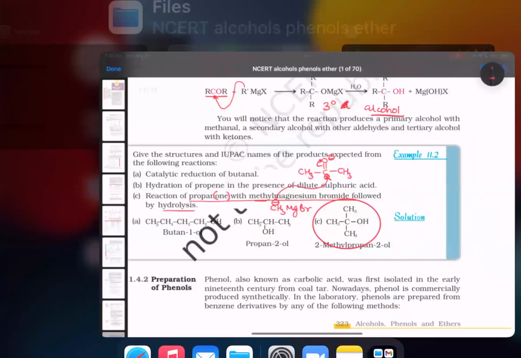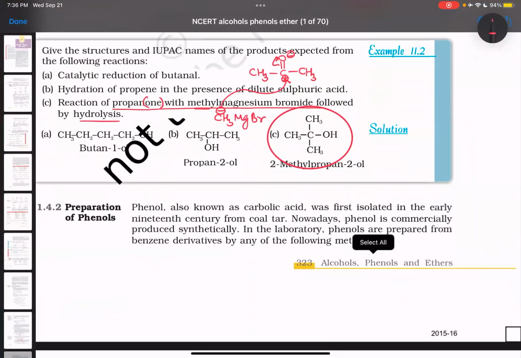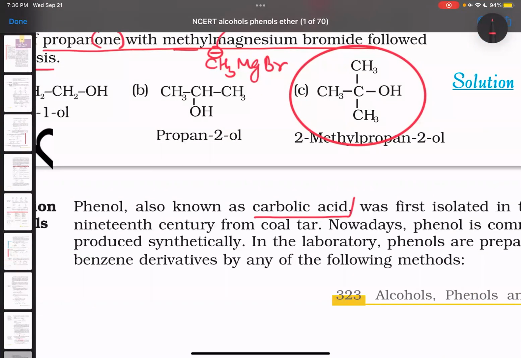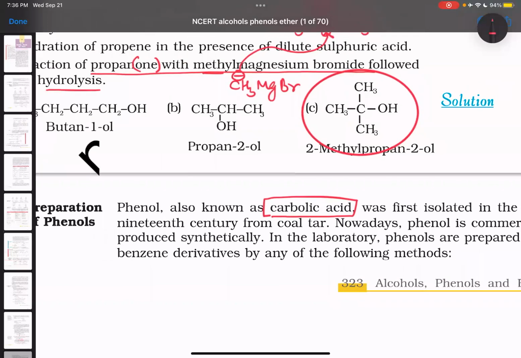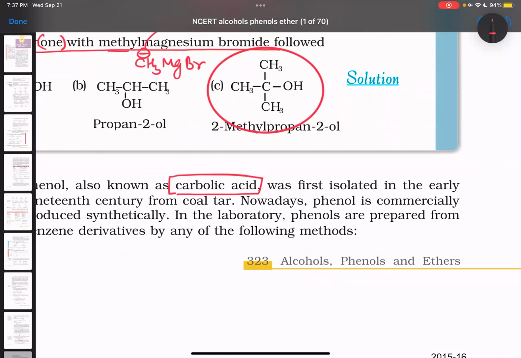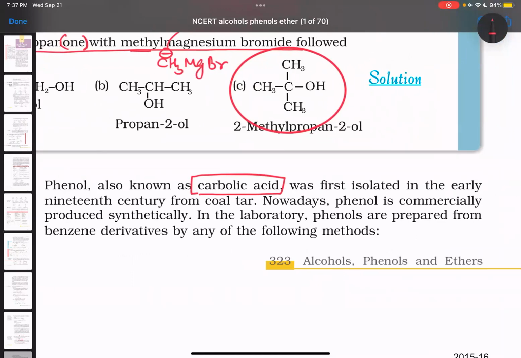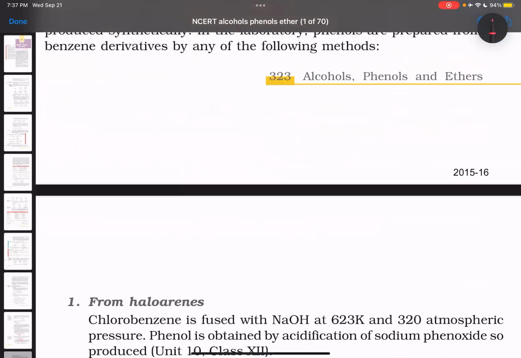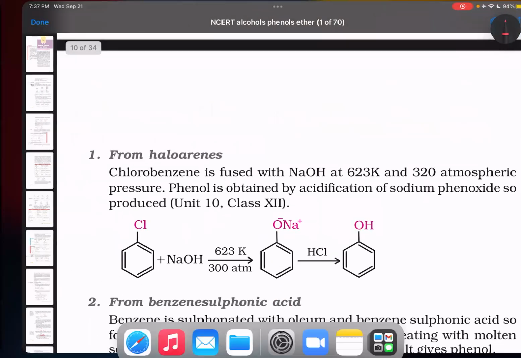The common name of phenol is carbolic acid. That is very, very important. We get phenols from coal tar, and by treating petroleum products. It is actually an aromatic alcohol. Why aromatic alcohol?